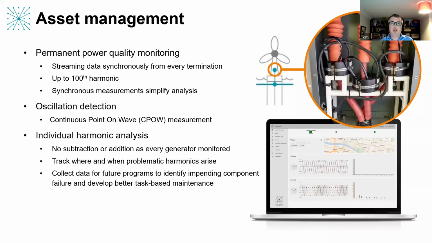So to recap, you don't get any subtraction or addition as you would if you're measuring just at the substation end. We can track where the problem harmonics are being generated. And as you start to gather all this data, you can start to assist with task-based O&M decision making, because there's certain components that will leave a harmonic signature before failure. And over time, as you gather this data, you will start to get an early warning of either impending faults, so you can send a team out to do remedial action, or look at making sure you have the spare parts available.